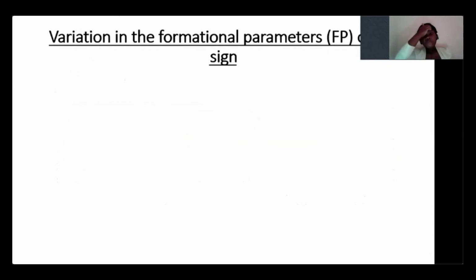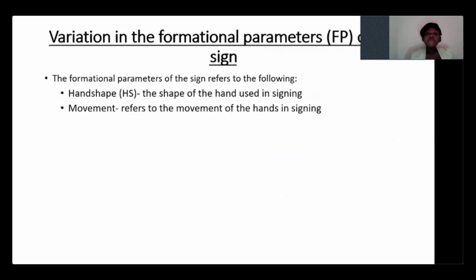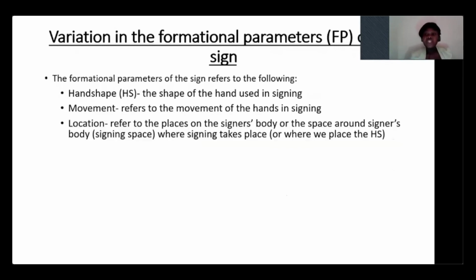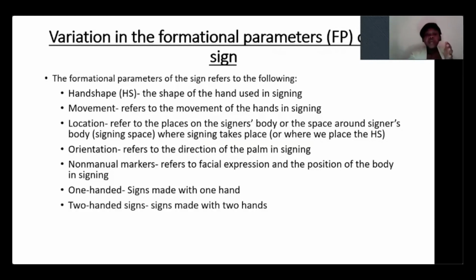So now we move on to formational parameters, or the variation found in formational parameters. The formational parameters, as I said, refer to the hand shape in signing, the movement of the hand, the location, meaning the places on the body or in the signing space where signing takes place, and the orientation, which refers to the direction of the palm. Then manual markers refer to whether the sign uses facial expression, whether the body is shifted or tilted to the left or right, or whether the sign uses one hand or is made with two hands.